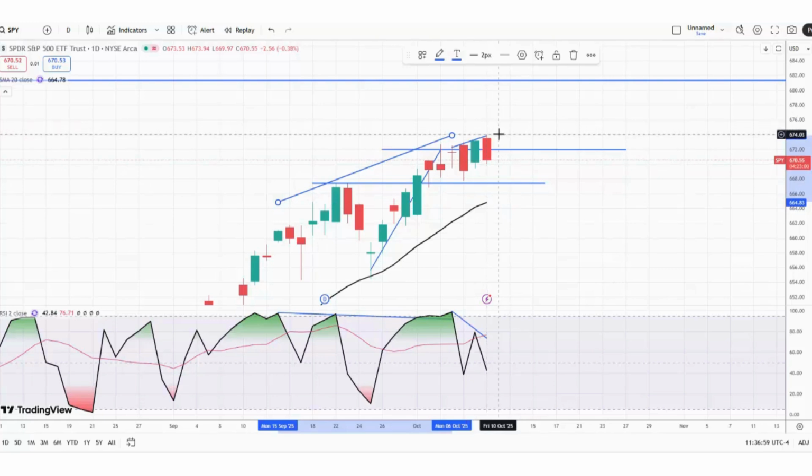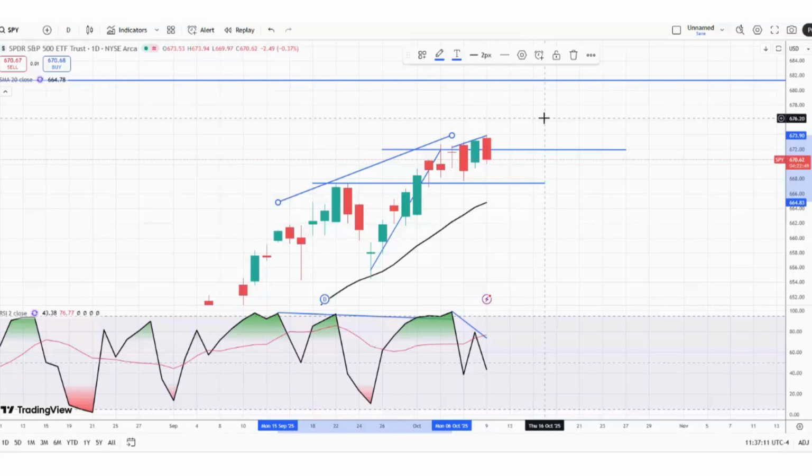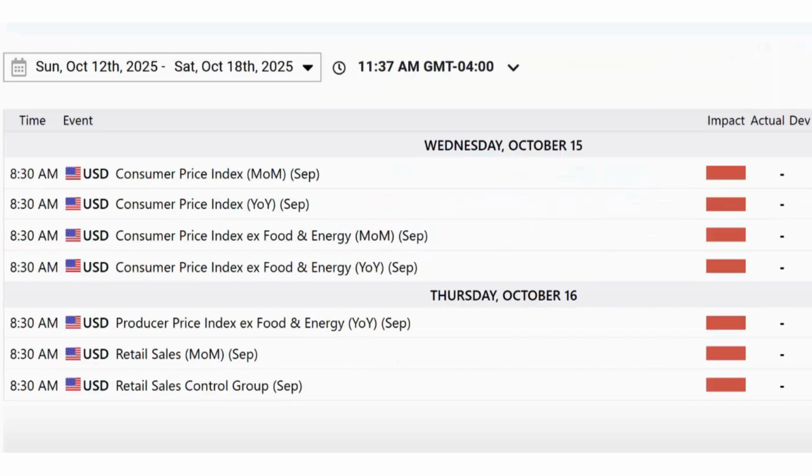To the upside, if we get through this level at some point, I do have another target up there around that 680, 681 and change level before we get the next decent pullback, I would say. Economic data set for next week: some big reports on inflation starting on Wednesday, the CPI, followed by Thursday's PPI and retail sales.